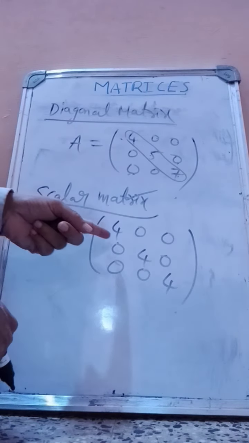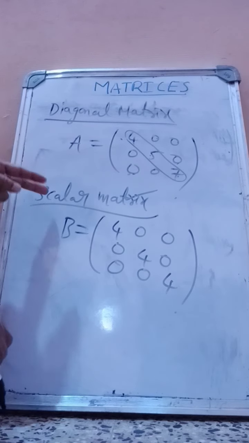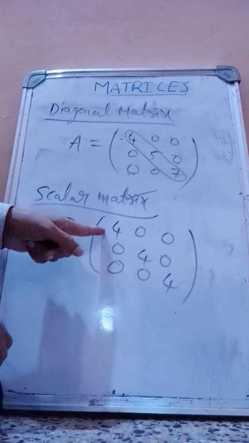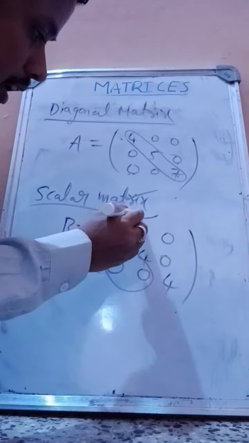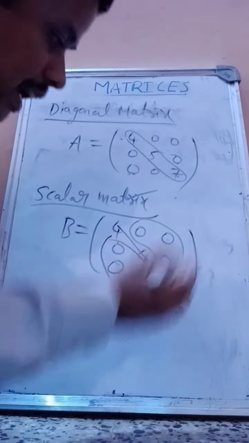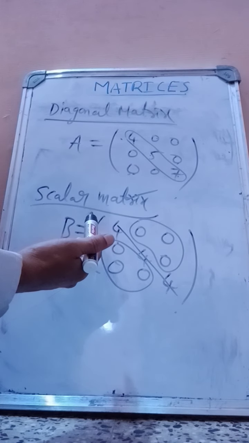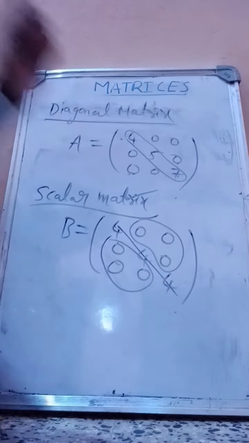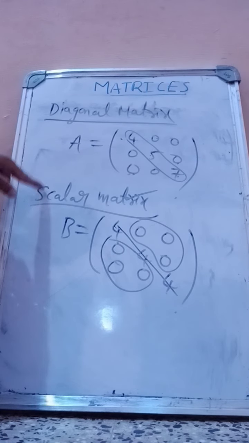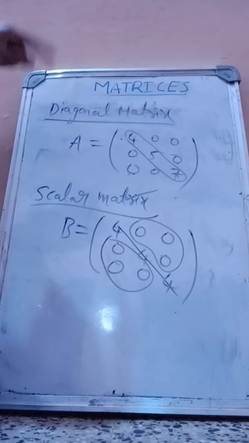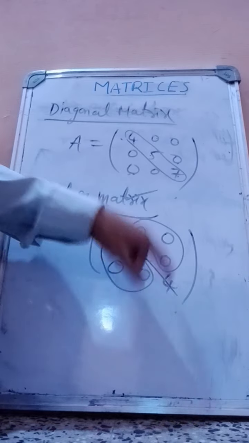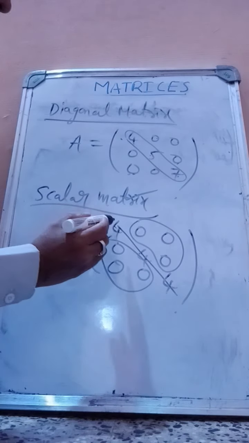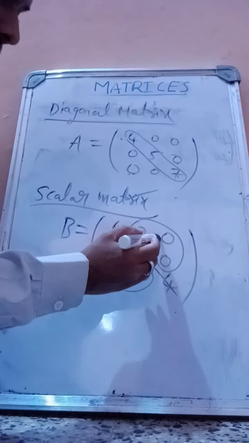By observing only, we can easily tell the definition of this scalar matrix. A square matrix is said to be a scalar matrix if non-diagonal elements are zeros and diagonal elements are the same. Otherwise, another definition is there: a diagonal matrix is said to be a scalar matrix if diagonal elements are the same. Because if we say scalar matrix, all diagonal properties will be satisfied. So we have two properties: all diagonal elements are the same and all non-diagonal elements are 0.